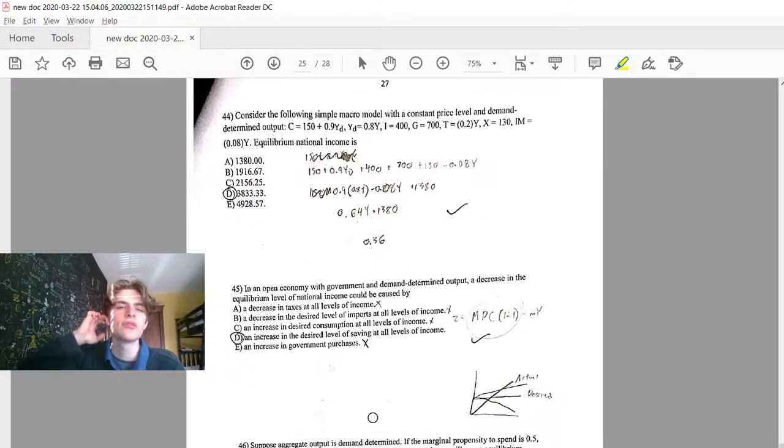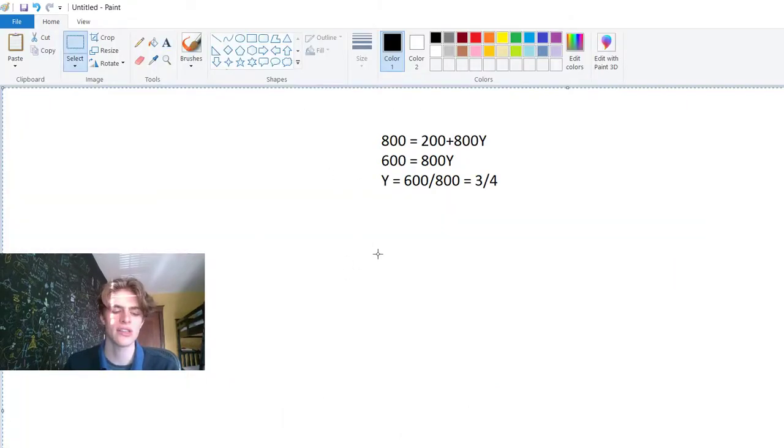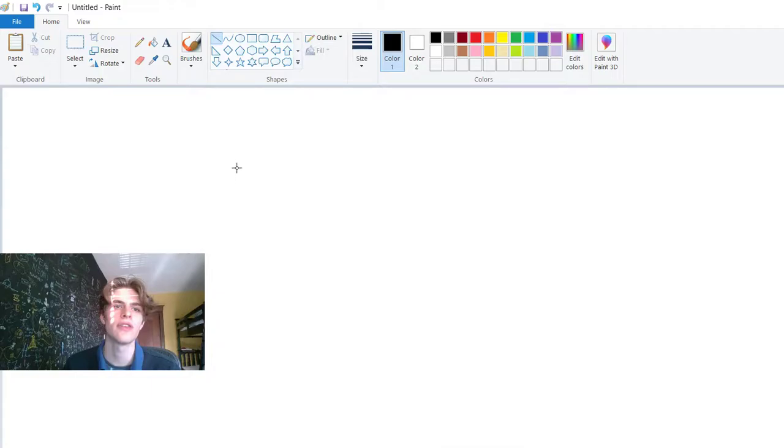Consider the simple macro model with a constant. Equilibrium national income is... Okay. What we have to do here is solve for this point here.